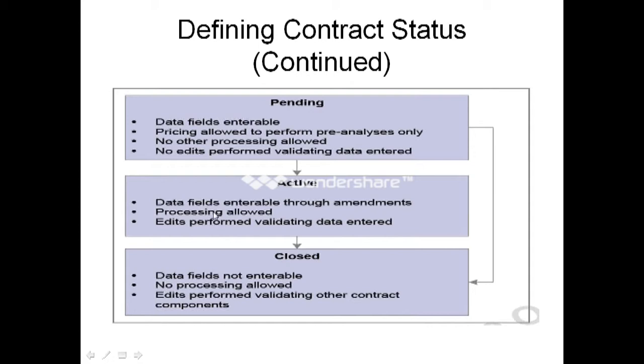If the status is active, then you can still edit the fields, but only through contract amendment. You can process it once you set it active, and when the edits are performed, that will validate the data that you have entered. The next status is closed, and you cannot edit the data, and you cannot process anything. Closed means there is no edit performed, no validation of the other contract components, and no other processing. So these are the things that you can or cannot do when your contract is in these states.